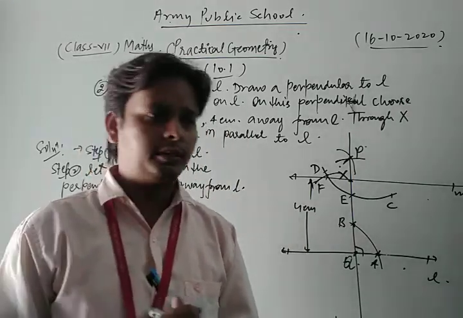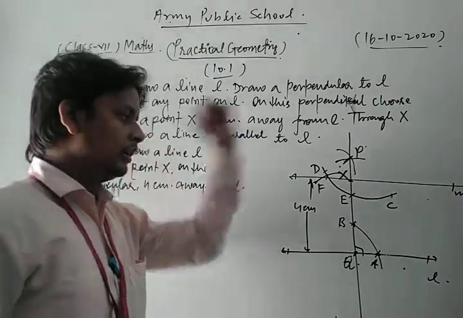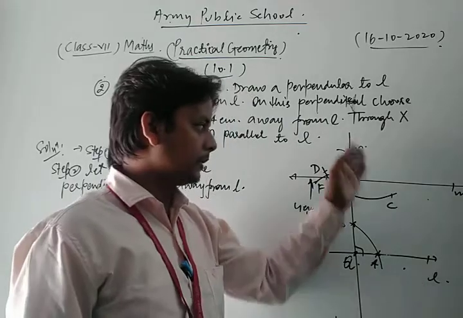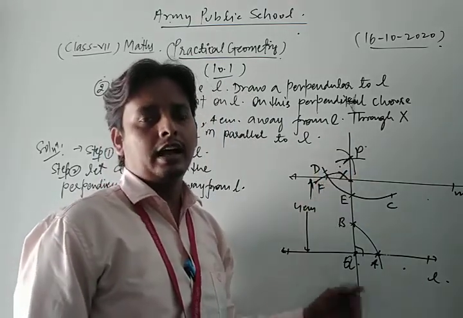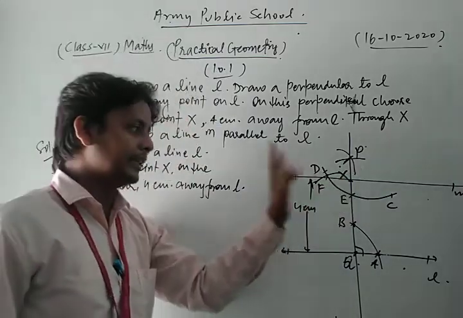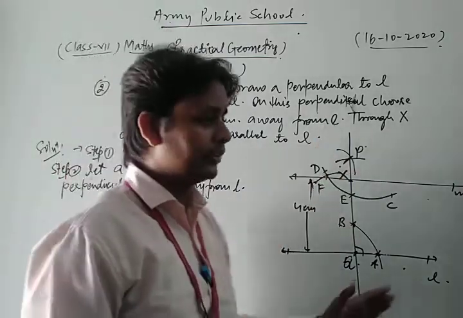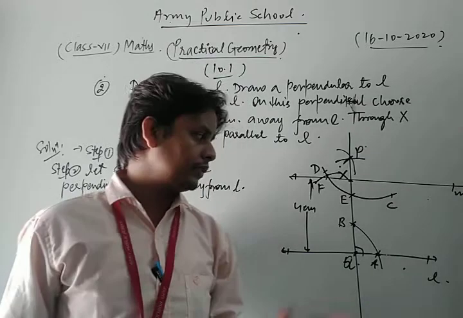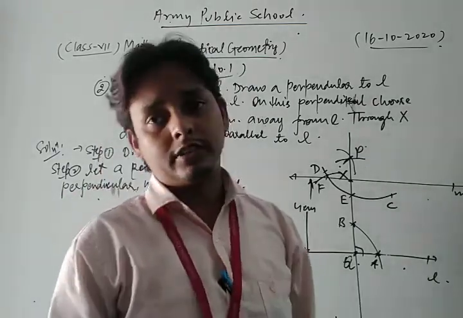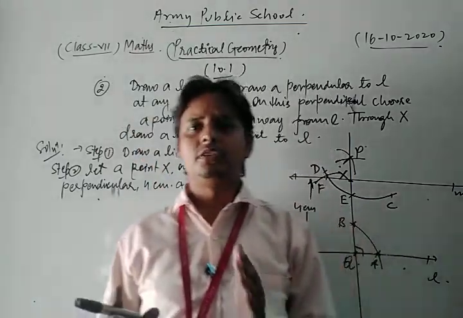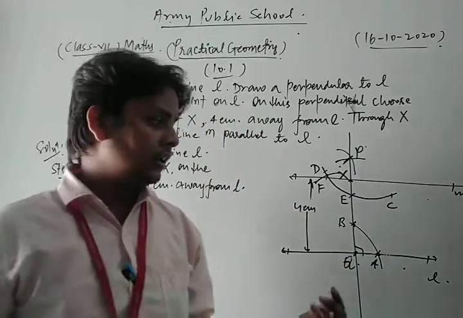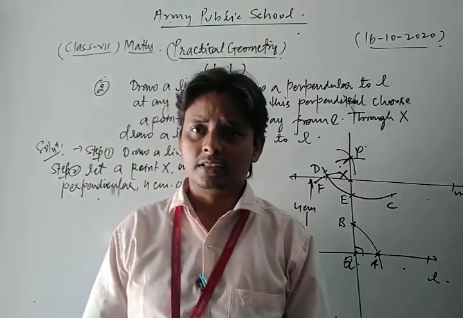Okay, let's see once more, dear students. First of all, we take a line L. After that, we draw the perpendicular at any point on L, and according to the question, we take any point X on the perpendicular which is 4 cm away from the line L. Okay, dear friends, after that we apply the same process to construct a parallel line to a given line L, which we discussed in the previous class.